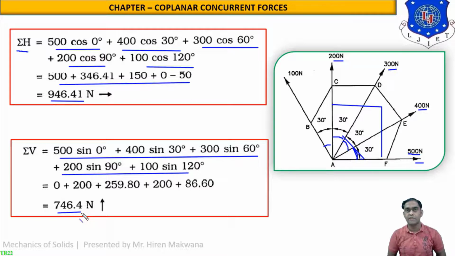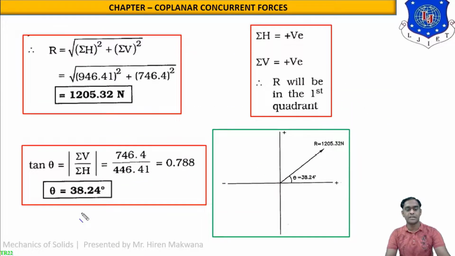So before that, we have to find the resultant and the direction of the resultant, and we will locate that direction in the first quadrant itself. Let us see the calculation of R and theta. So this is R equal to under root of sigma H square plus sigma V square. Sigma H equal to 946.41 and sigma V equal to 746.4. So the answer is 1205.32 Newton. So this is the value of R which is located in the first quadrant. You can see over here, 1205.32 Newton.